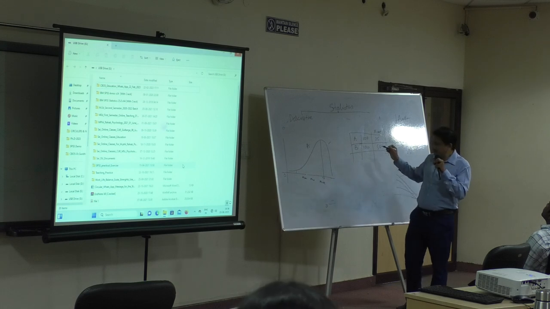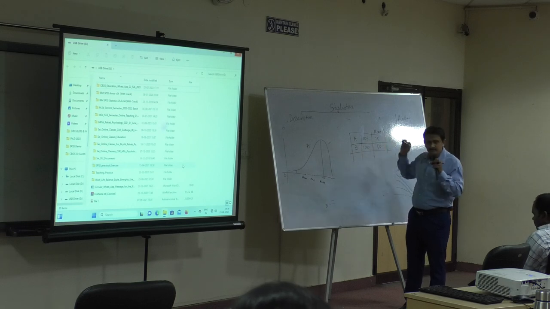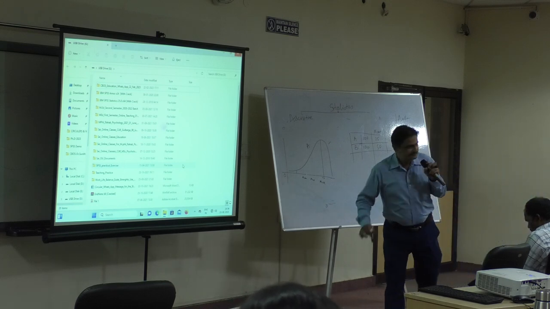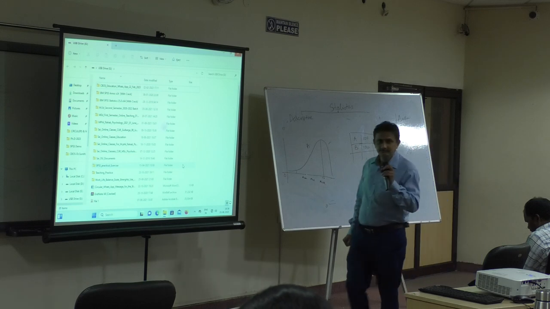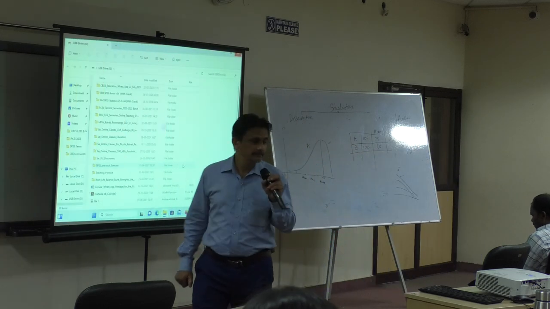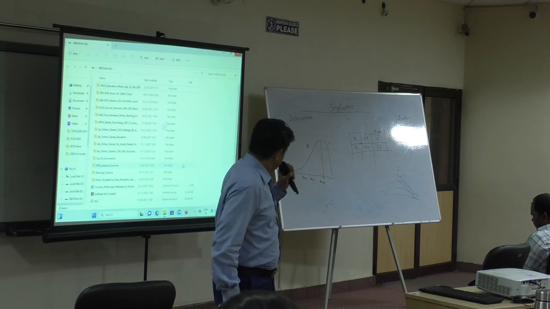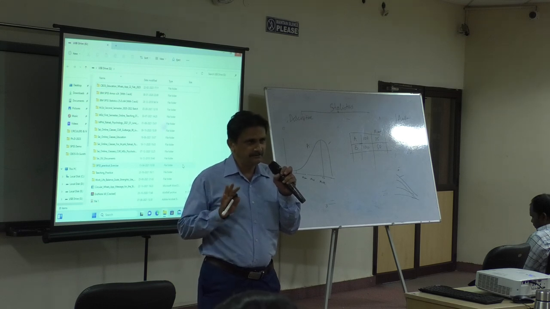Now the mean of group A is 75, the mean of group B is 50. There were 100 students in each group, and all 200 students took the same test. Now the question is, which group is doing better? How do you know? The mean is 75 for A and 50 for B. So 75 is much greater than 50, so you can conclude that group A is better than group B.